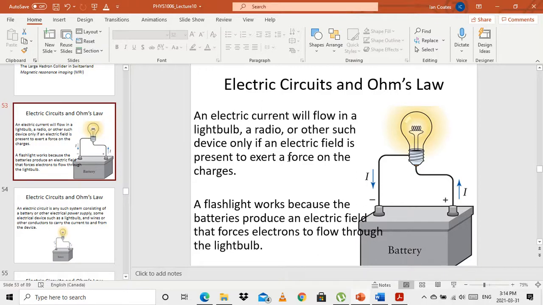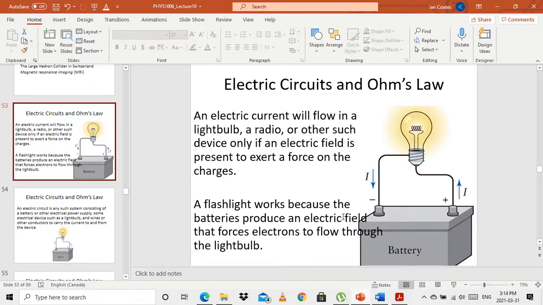Okay, let's read that again. An electric current will flow in a light bulb, a radio, or other such device only if an electric field is present, which exerts a force on the charge here. So, have a look here. There's your current flow, which really is the other way, right? So the electrons are flowing up here, okay? And a flashlight works because the batteries produce an electric field that forces the electrons to flow.